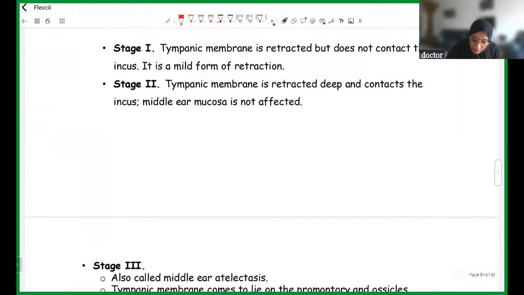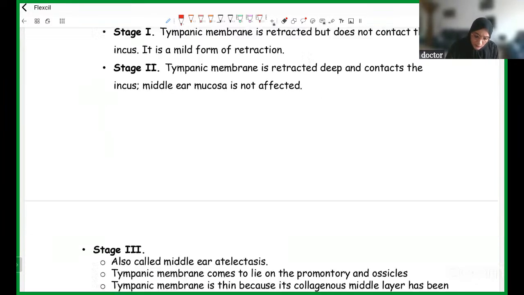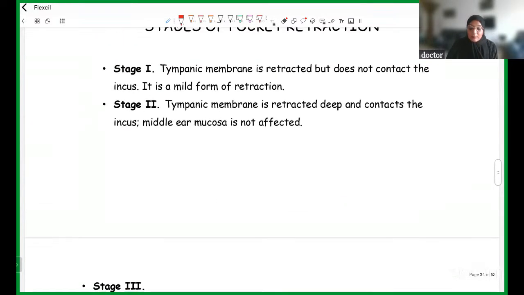Before that, we'll just understand the stages of retraction pocket. Retraction pocket has four stages. The first stage is when the tympanic membrane is retracted, but it does not contact the incus. So if your tympanic membrane is retracted but will not touch the incus, that is first type, and it is a very mild form of retraction.